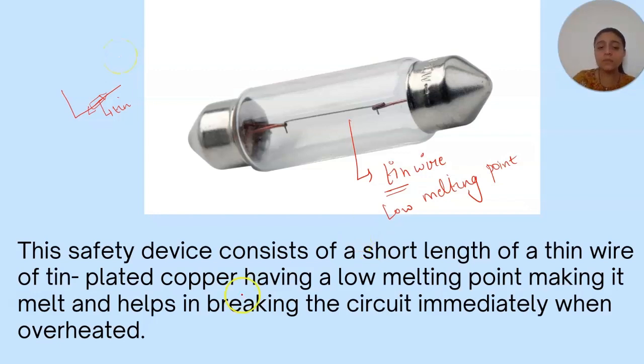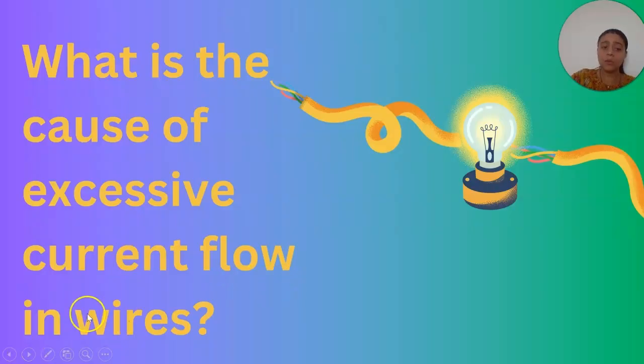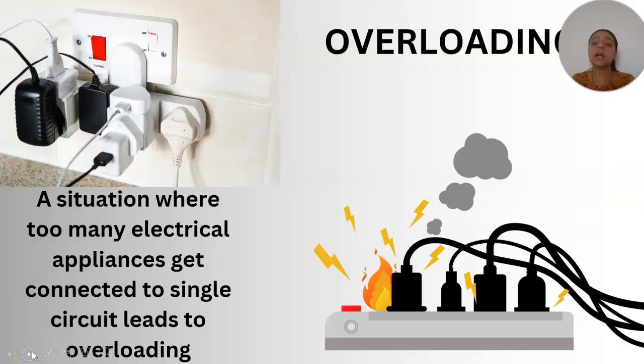The tin plated copper, having a low melting point, helps in breaking the circuit immediately when it is overheated or overpowered. Now, if we do not equip the devices with an electric fuse, what will happen? There are two possibilities. First, we will learn the cause of excessive current flow in wires. There are two possibilities which make the current overflow or overheat.